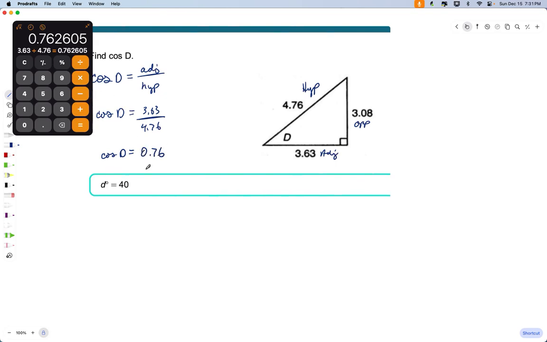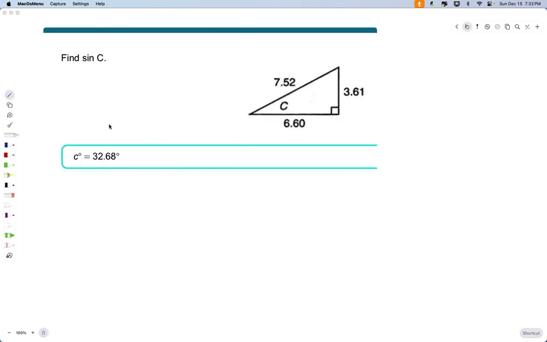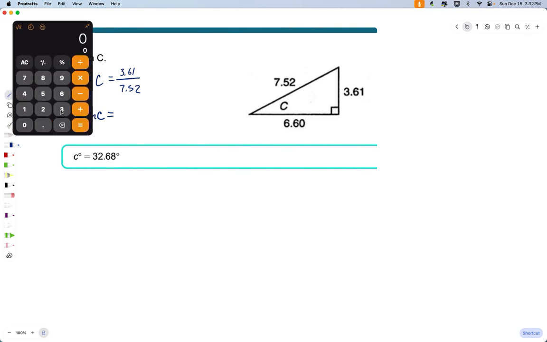I bet by now you have figured out how to solve these problems. We're going to do this one anyway. The sine of C. So sine, that's SOH, so it's opposite, which would be 3.61, over hypotenuse, which is 7.52. So the sine of C is equal to 3.61 divided by 7.52, 0.48.